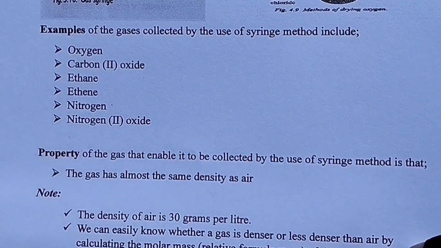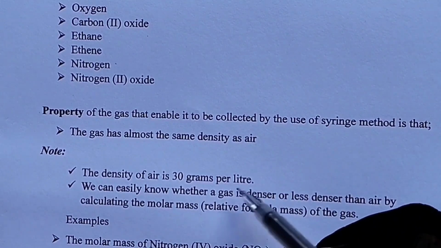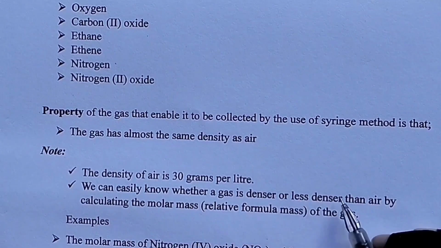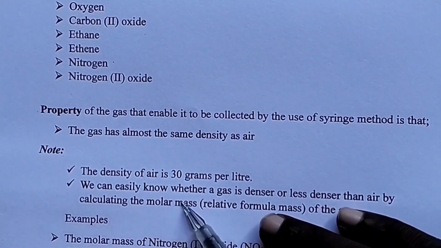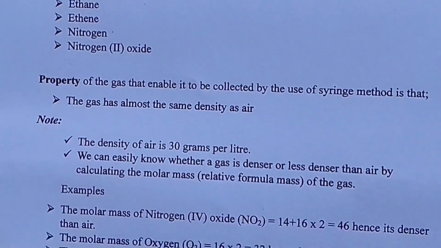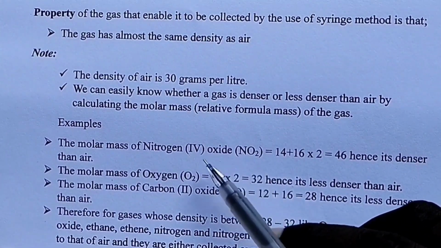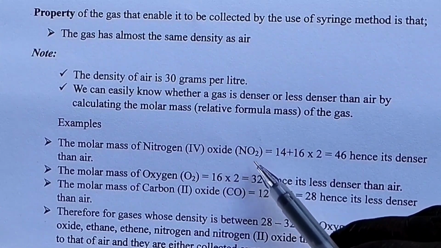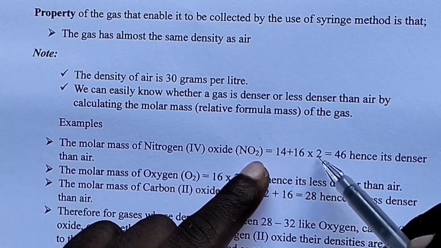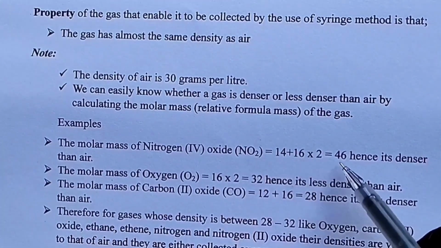Note, the density of air is 30 grams per liter. So we can easily know whether a gas is denser or less dense than air by calculating the molar mass or the relative formula mass of the gas. For example, the molar mass of nitrogen peroxide, written NO2 as a chemical symbol, has 14 for nitrogen plus 16 for oxygen times 2. When we add all this, or when we put this in the calculator, we are going to get 46.